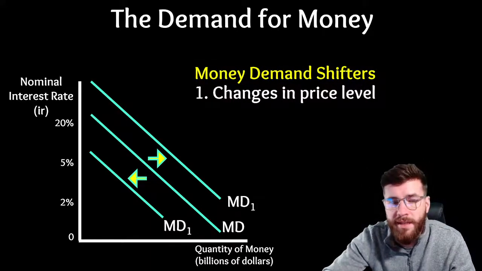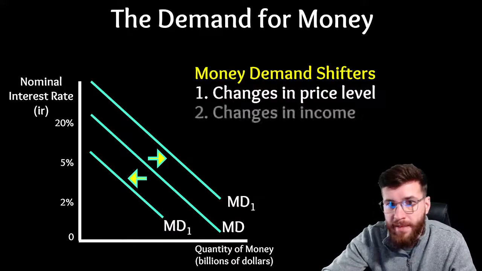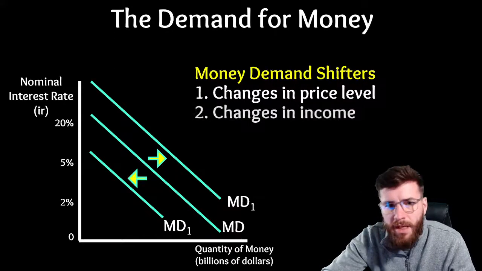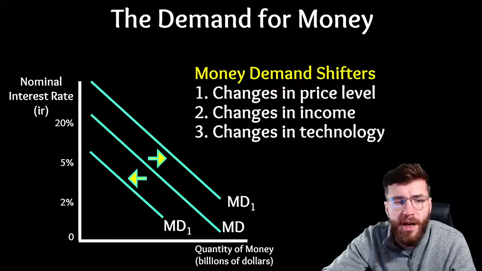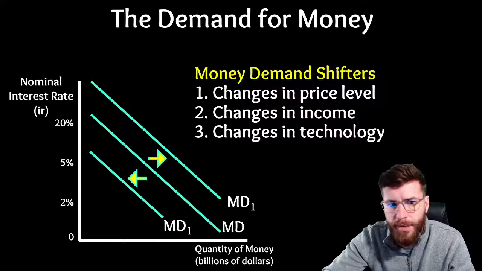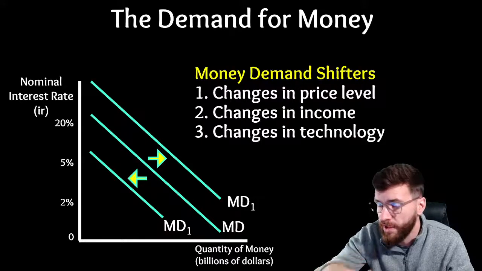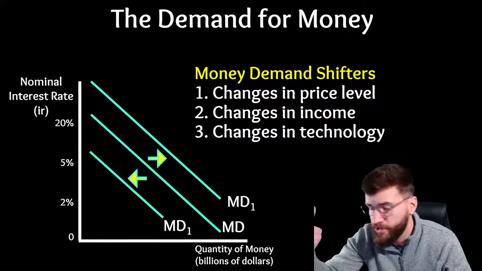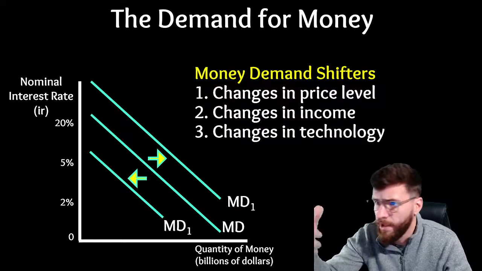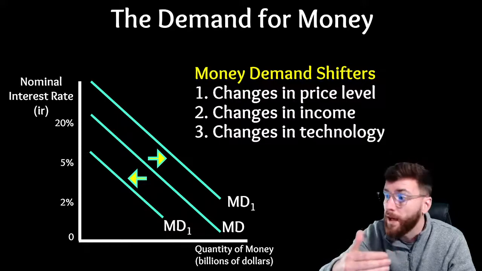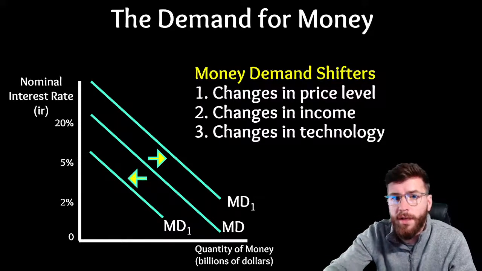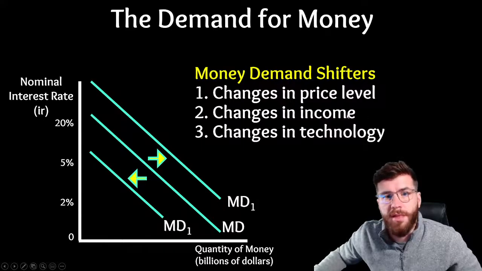So here are the three shifters of money demand, the determinants of money demand. You've got changes in price level, which I've already talked about a little bit. You've got changes in income. Then you've got changes in technology. All three of these will influence the demand for money. It'll shift the demand for money. Then obviously if interest rates change, this is going to cause movement along the curve. If interest rates change, we're not going to shift the money demand. We're just going to figure out, all right, how much money are people willing and able to hold now? Do they demand now? So those are the three that are actually going to alter money demand.